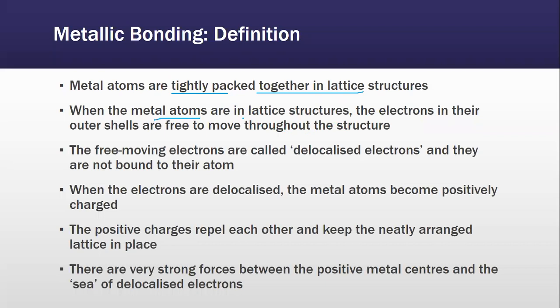When the metal atoms are in lattice structures, the electrons in their outer shells are free to move throughout the structure. The free moving electrons are called delocalized electrons. ये वो sea of electrons होता है which surrounds the positively charged ions, and they are not bound to their atom. When the electrons are delocalized, the metal atoms become positively charged, and the positive charges repel each other and keep neatly arranged lattice in place.